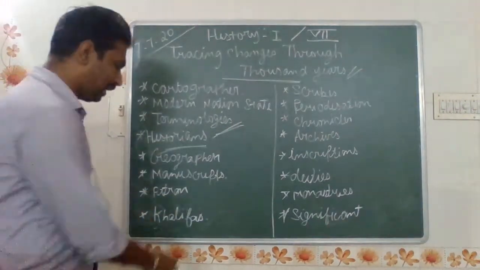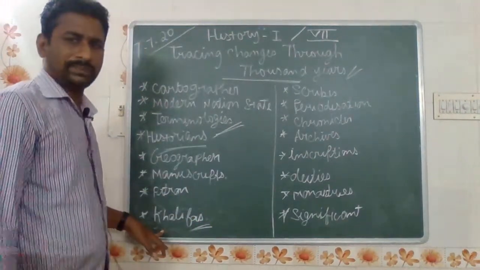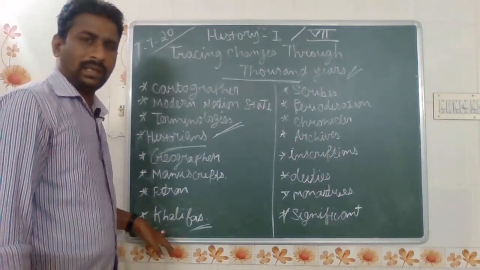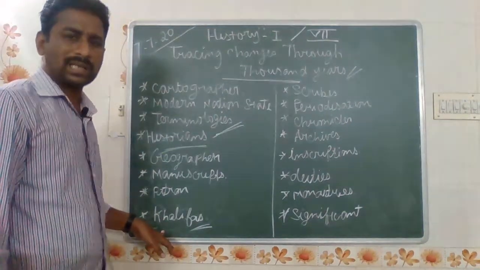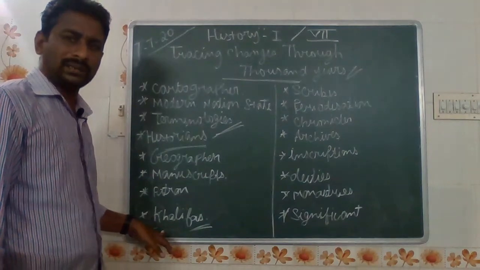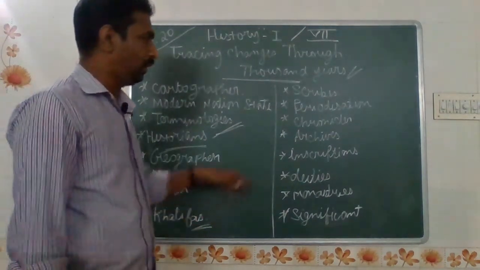And the next word is caliphs. Caliph means a leader. The Islamic religious people accept their leader, and the leader is called the caliph. And scribes.